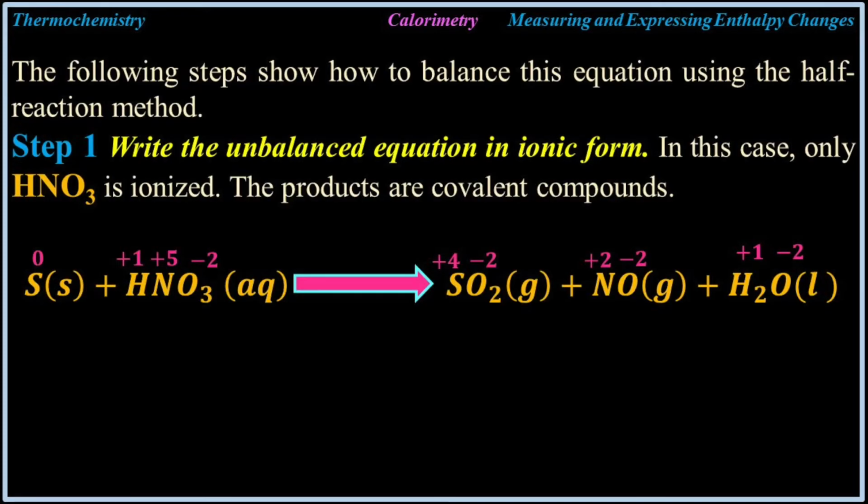The following steps show how to balance this equation using the half reaction method. Step 1, write the unbalanced equation in ionic form. So you can clearly see that the sulfur is going from 0 to +4, and the nitrogen is going from +5 to +2. So the sulfur is being oxidized and the nitrogen is being reduced.